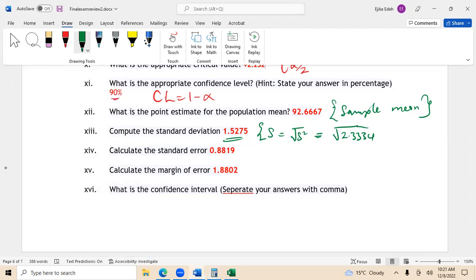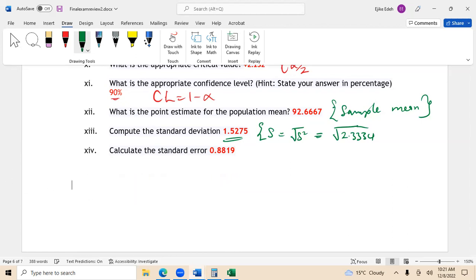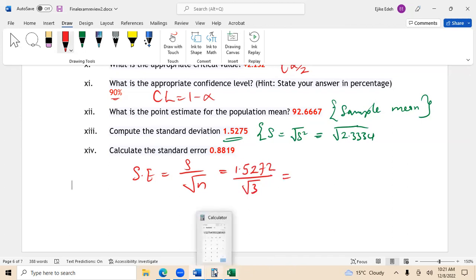Then the other one says calculate the standard error. Then this is where something new comes in, but it's not something new in a big way, right? Because you already have all the parts you need. The standard error, you just need to remember the formula. And if you don't remember, I can give it to you during this. So standard error is simply standard deviation divided by square root of n, right? So we already got the standard deviation as 1.5272. We are dividing that by square root of n. We know n is 3. So we do this. 1.5272 divided by square root of 3.